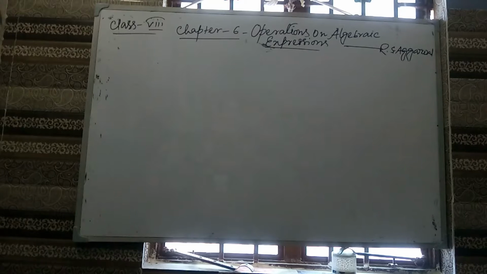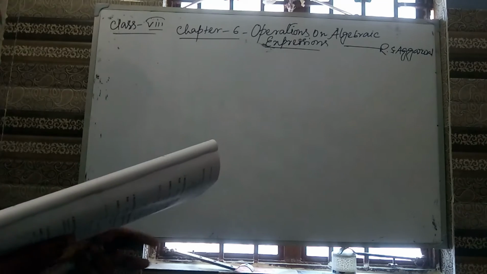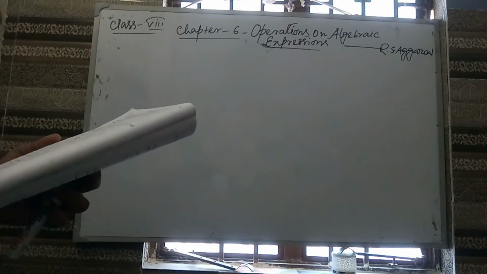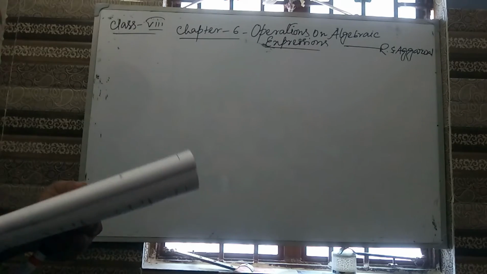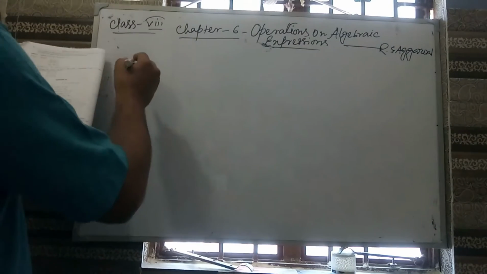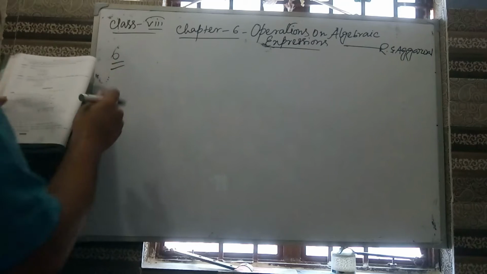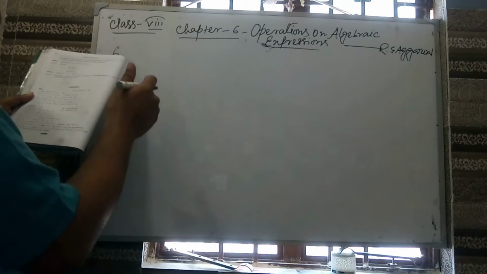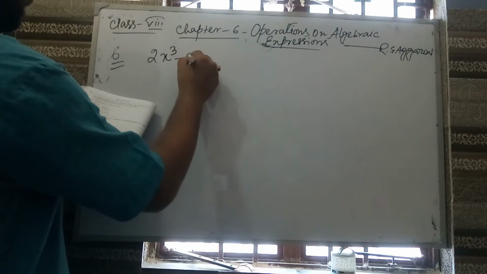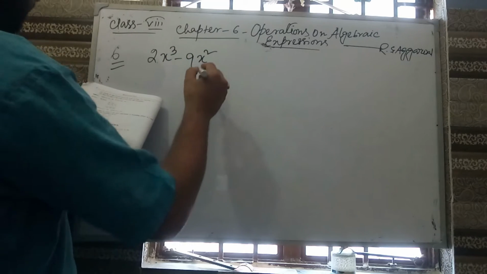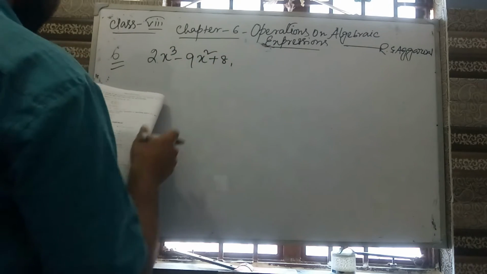Someone told me that he has a doubt in question number 6. So first of all we will be doing question number 6, then we will move on to question number 18. So we are doing question number 6. What is given? You have 2x cube minus 9x square plus 8.